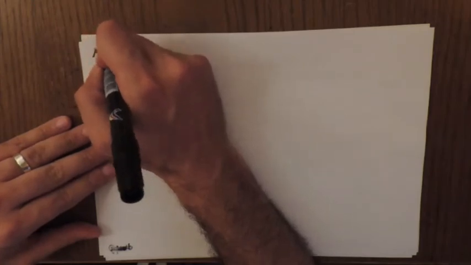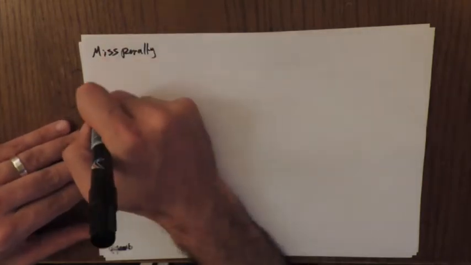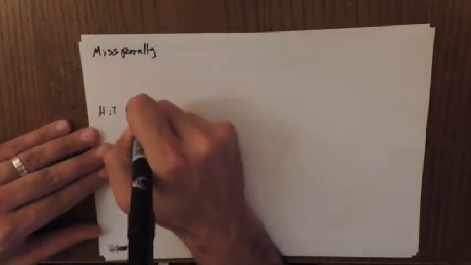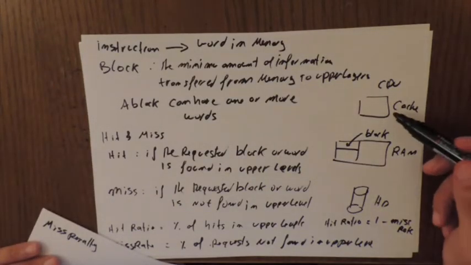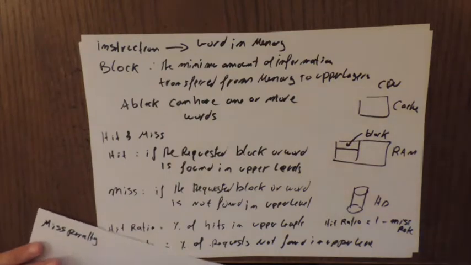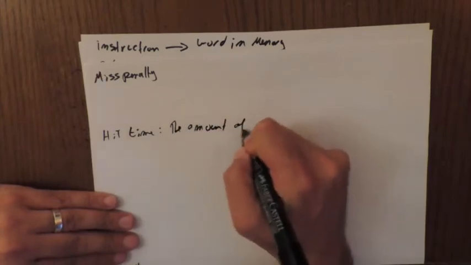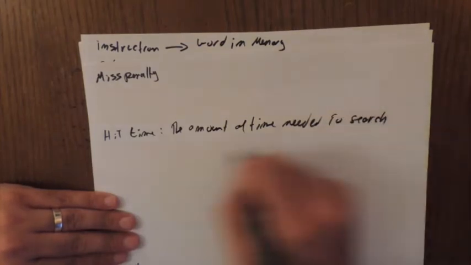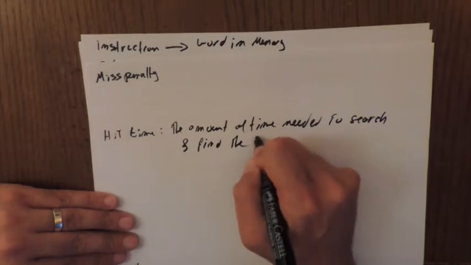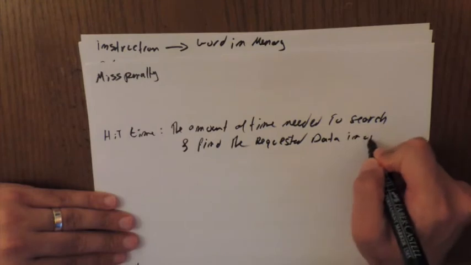Also, we have the concept of miss penalty and hit time. So I'm going to start with hit time. So the hit time is the amount of time we spend searching and finding the requested data. So this is the amount of time needed to search and find the requested data in upper level.